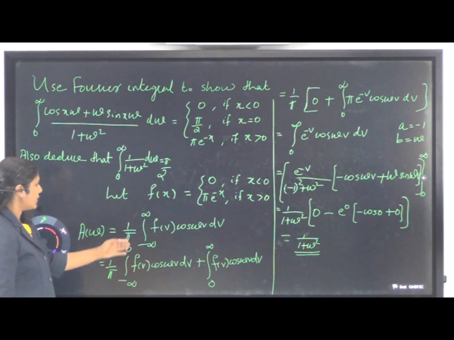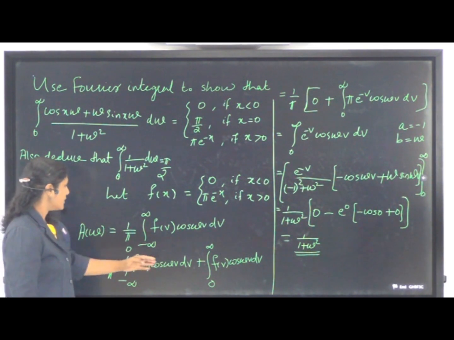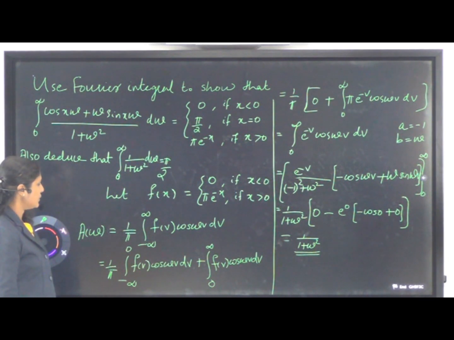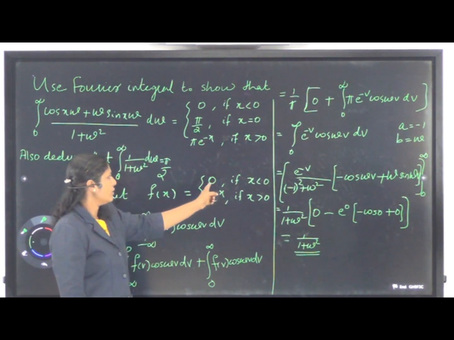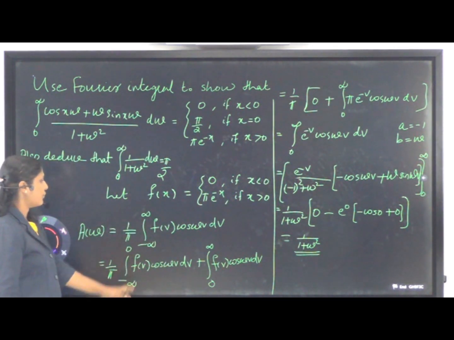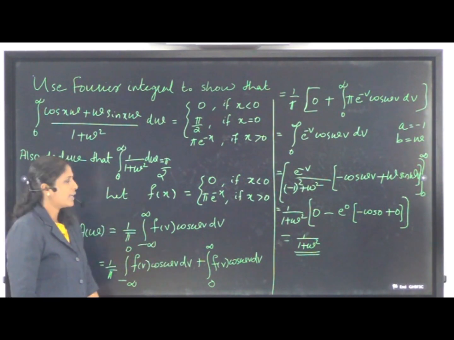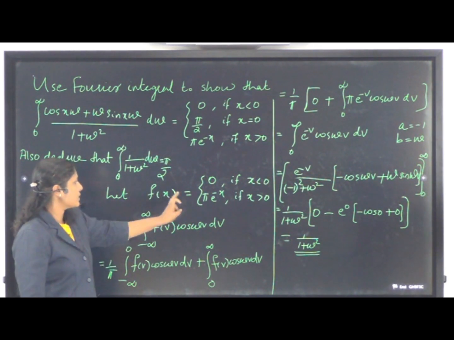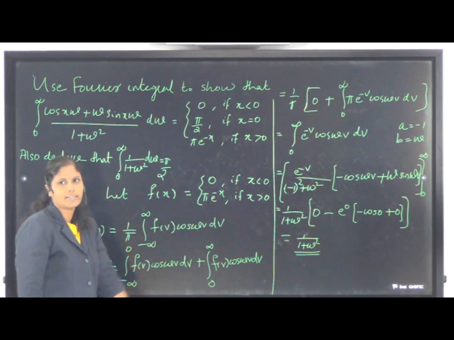We divide the interval minus infinity to infinity into two subintervals. First minus infinity to 0, then 0 to infinity. From minus infinity to 0, that means x less than 0. For x less than 0, the function is 0, so f of v becomes 0. And 0 to infinity means x greater than 0. For x greater than 0, f of x is pi e raised to minus x, so f of v is pi e raised to minus v.